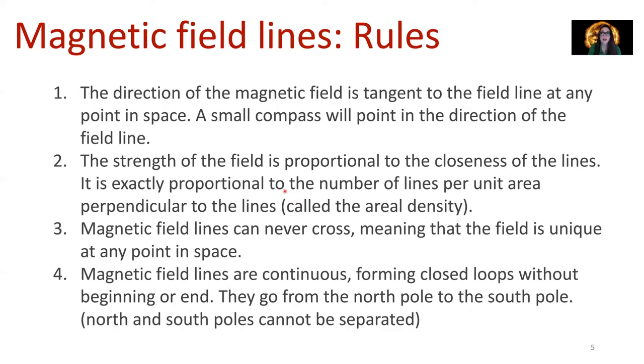So that means that the magnetic field is unique at any point in space. And magnetic field lines are continuous. They form closed loops without beginning or end. They come out of North Poles, they come around and into South Poles, but that loop has to connect back in on itself.